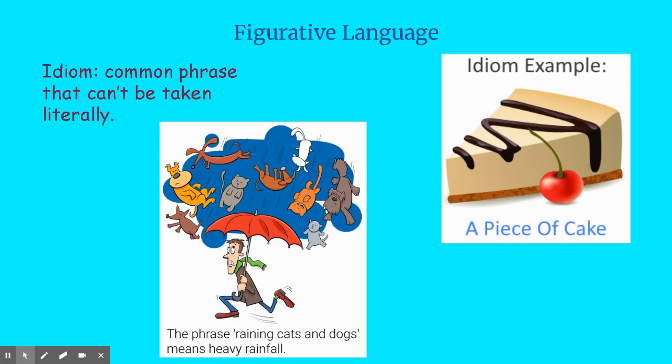Another example is raining cats and dogs. There's not really cats and dogs falling from the sky when somebody says that. It just means that it's raining really hard.